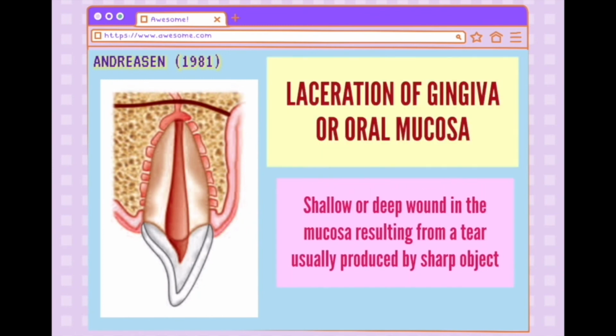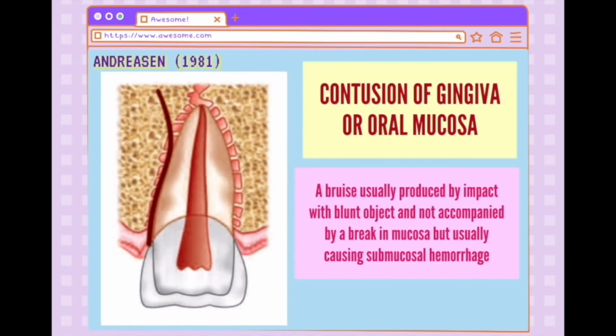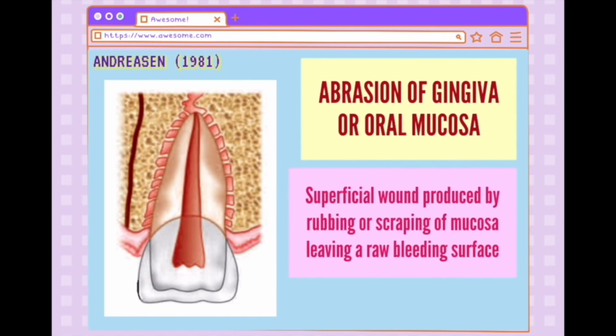First, laceration of gingiva or oral mucosa. It is a shallow or deep wound in the mucosa resulting from a tear, usually produced by sharp objects. Contusion of gingiva or oral mucosa. It is a bruise usually produced by impact with blunt objects and not accompanied by a break in mucosa, but usually causing submucosal hemorrhage. Last, abrasion of gingiva or oral mucosa. It is a superficial wound produced by rubbing or scraping of mucosa, leaving a raw bleeding surface.